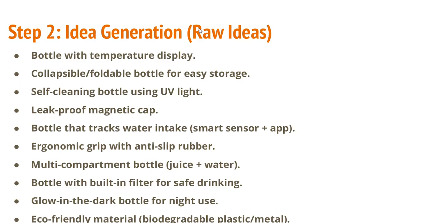Step 2, idea generation, where raw ideas are needed. A bottle with a temperature display, a foldable bottle for easy storage. Third is a self-cleaning bottle using UV lights. Fourth is a leak-proof magnetic cap. A bottle that tracks water intake, smart sensor plus app. Ergonomic grip with anti-slip rubber.